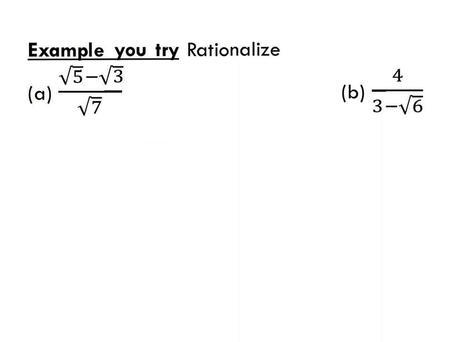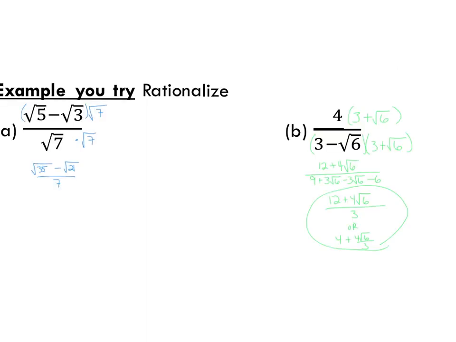I want you to take a couple minutes and try both example Try-Its. Okay, so hopefully for A, you have the square root of 35 minus the square root of 21. Notice in the numerator, the square root signs do not go away because they don't match underneath the radical. And for letter B, you have 12 plus 4 square root 6 all over 3, or you have 4 plus 4 square root 6 divided by 3, only underneath the radical.